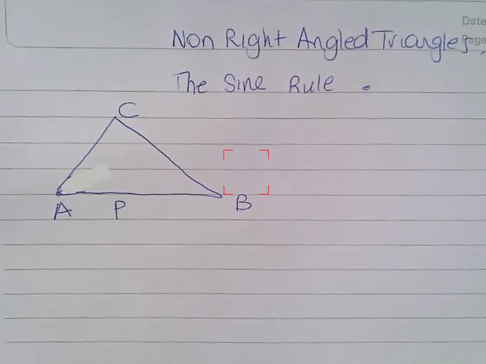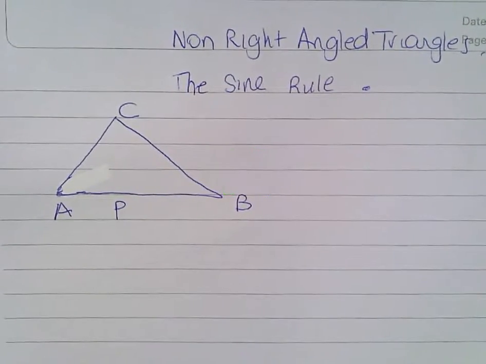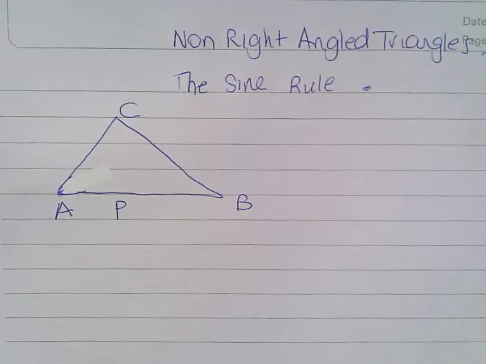So far we've been looking at SOHCAHTOA, right angle trigonometry. So when you use sine theta is opposite over hypotenuse, cos theta is adjacent over hypotenuse, or tan theta is opposite over adjacent, you are only using right angled triangles.